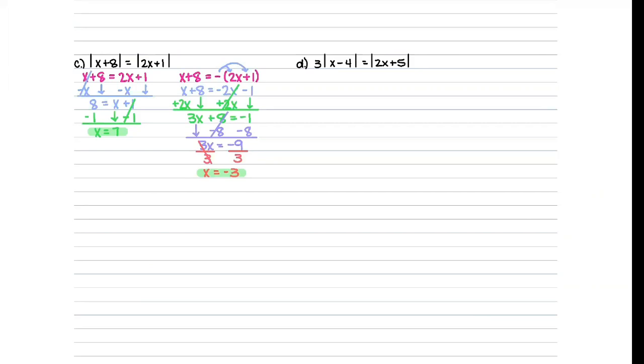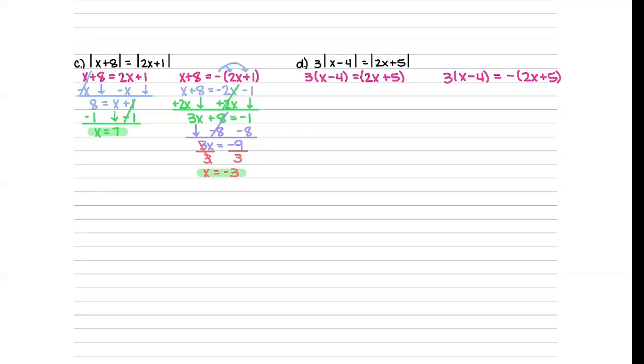For D, we have 3 times the absolute value of x minus 4 is equal to the absolute value of 2x plus 5. So again, I'm just going to get rid of my absolute value bars, turn them into parentheses. So I'm going to have 3 times (x minus 4) is equal to (2x plus 5). If it helps to write parentheses around them, write parentheses. I'm also going to have 3 times (x minus 4) is equal to the opposite of (2x plus 5).